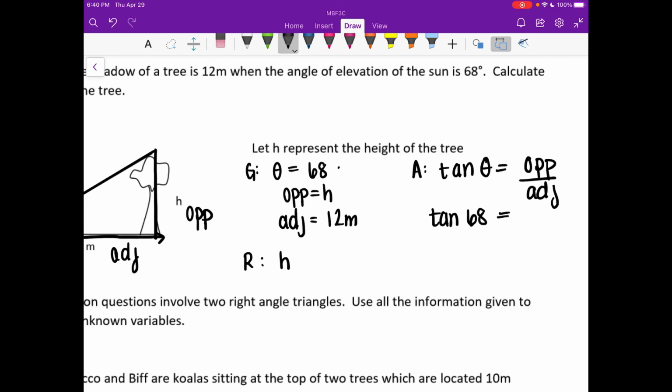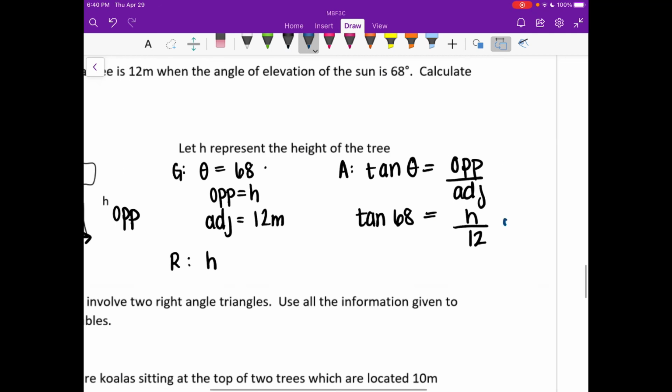Height is the opposite. The adjacent value is 12. So we want to get h by itself. So I'm going to multiply both sides by 12 to get rid of that 12. So I'm left with tan 68 times 12 is going to give me height, right?